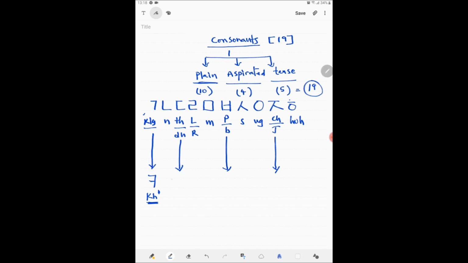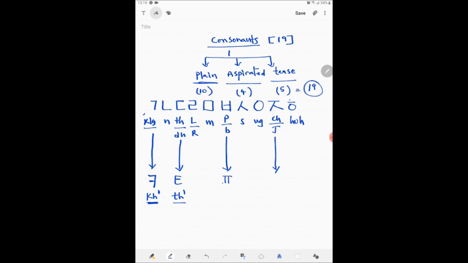Next sound. It's easy to write: a 1, then a 7, and then one horizontal line. The next sound is something like this, so this is th'. It's the same as k', where we only exhibit some aspiration when you pronounce it. So the plain form is th or d, and the aspirated is only th'.